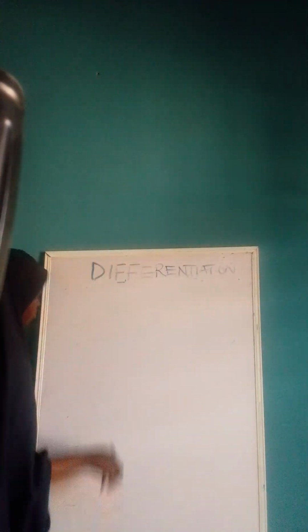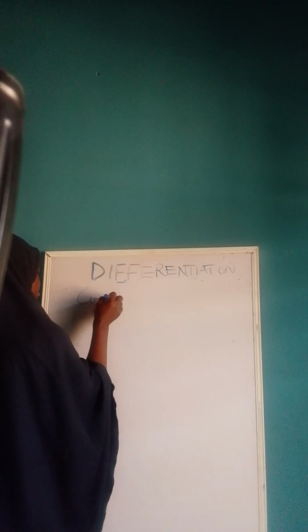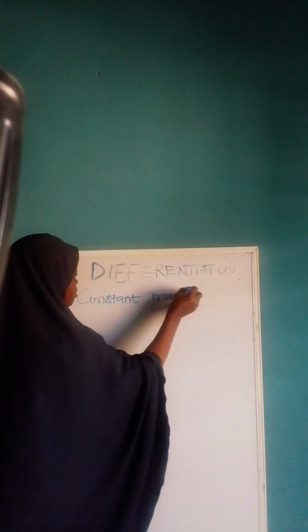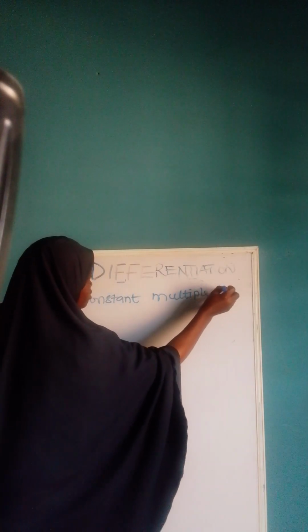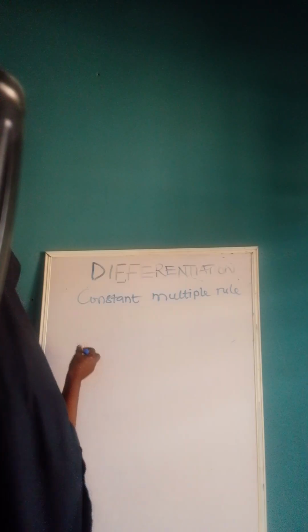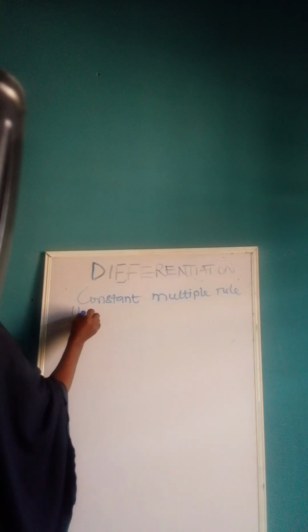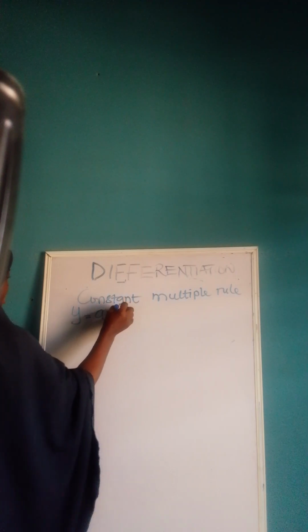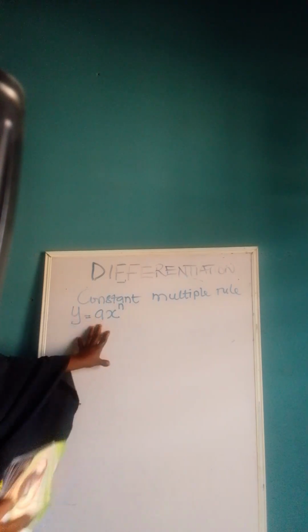So, constant multiple rule. What does the constant multiple rule say? It says that assuming our y is equal to ax raised to power n, that's what we are given to be our y.